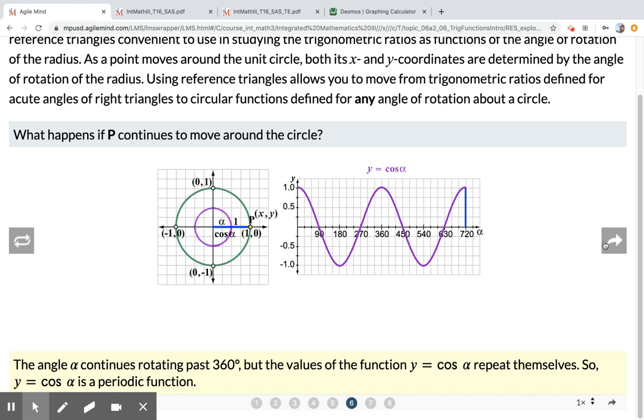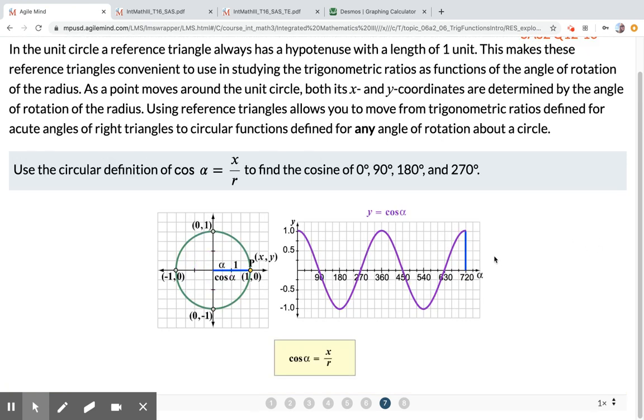How you doing? You doing good? So remember cosine was the x-coordinate over the radius, so 1 divided by 1, which is 1. For the cosine of 90 degrees, I have no x-coordinate, so it's 0 divided by my radius of 1. 0 divided by 1 is, of course, well, 0. Yay.